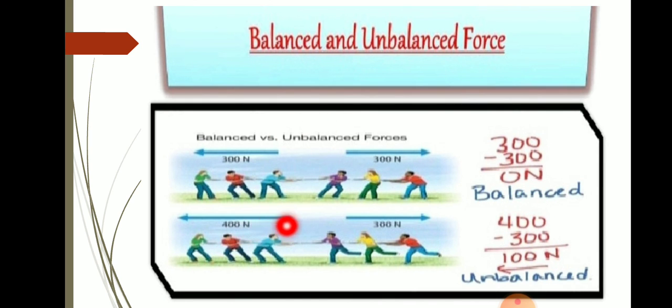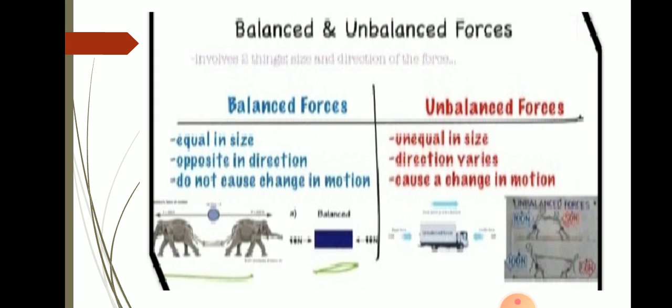Here you can see 400 Newton, and on this side it is 300 Newton. So 400 minus 300 is 100 Newton. That means the net force is 100 Newton. It is not equal to 0, so it is an unbalanced force. For balanced force, the resultant of the force is 0 Newton, then we call that force balanced. And if the total force acting on an object is not equal to 0, then it is unbalanced force.